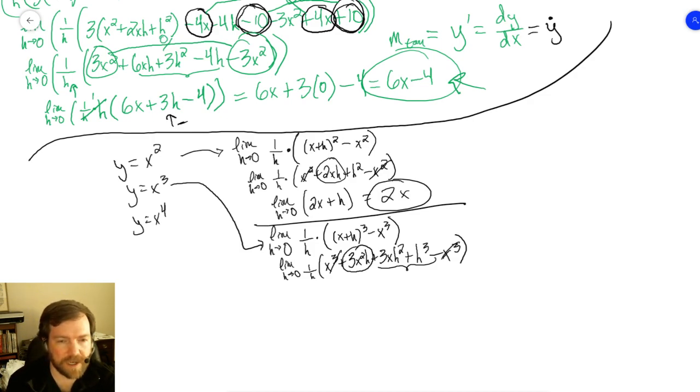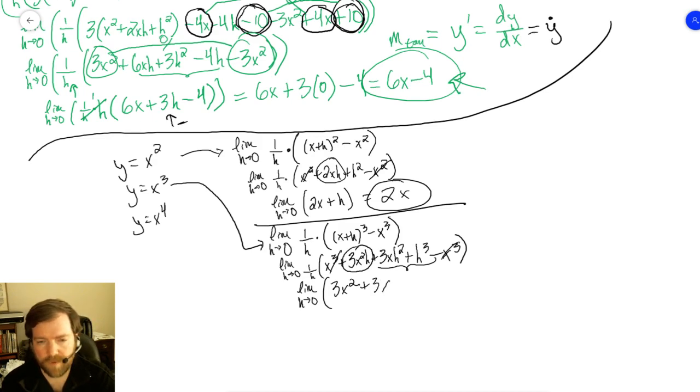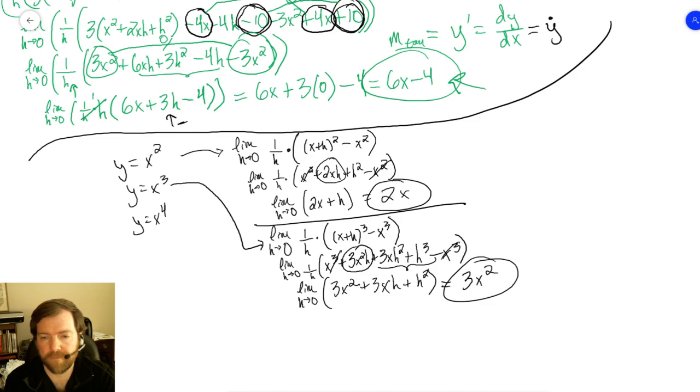Which means that this term here will be the leftover bit. Again, if you need to see it written out, this is going to be the limit as h approaches 0 of 3x squared, multiply in the 1 over h, plus 3xh plus h squared. And that's going to just be 3x squared. So the derivative of x cubed is going to be 3x squared.